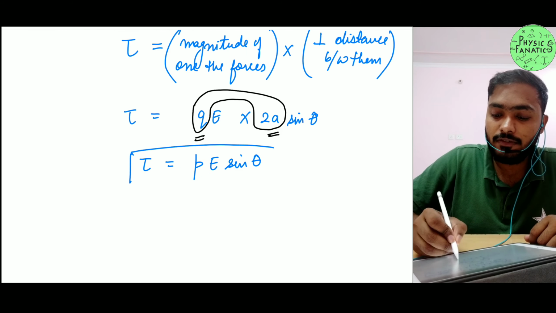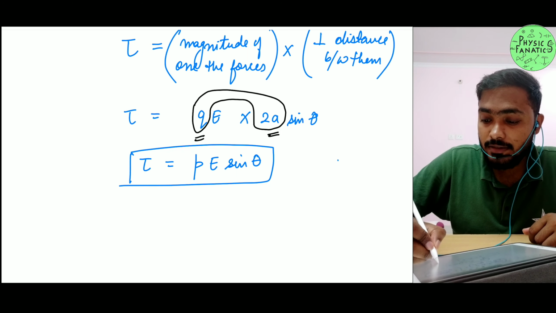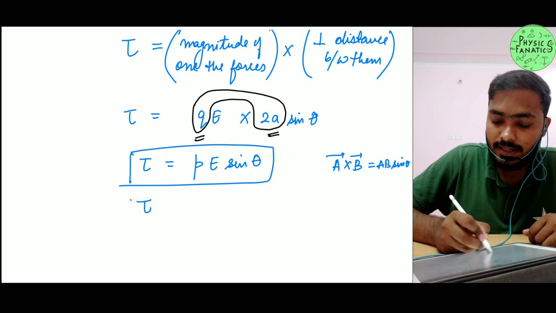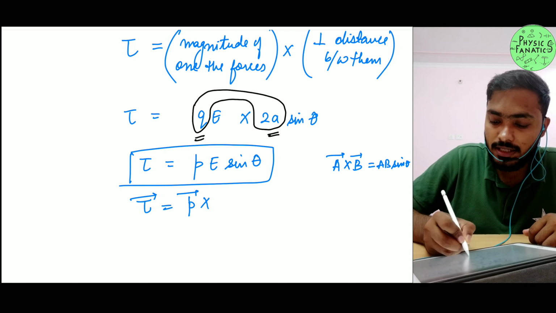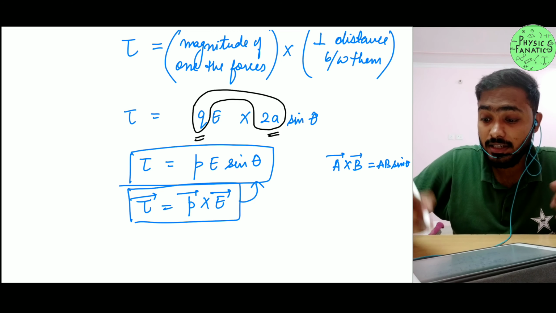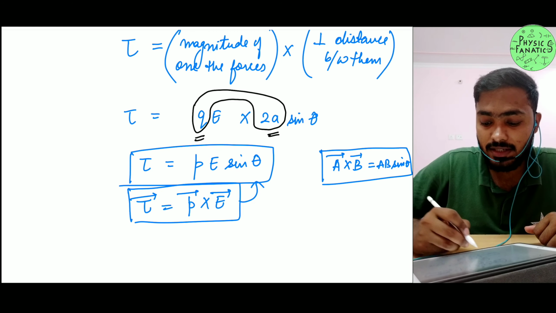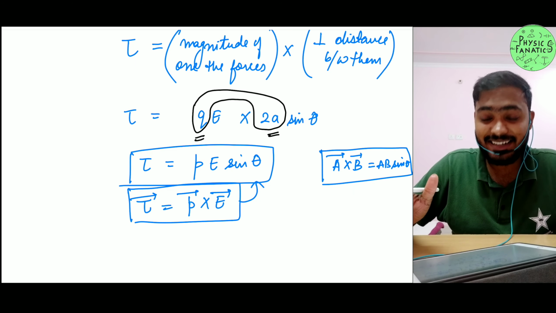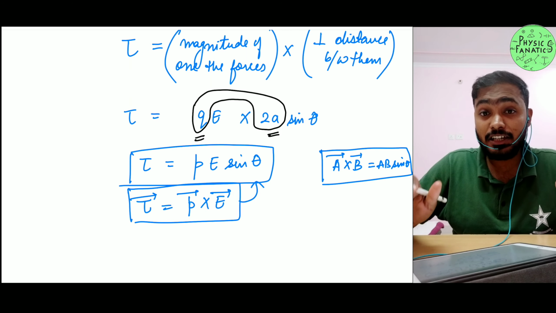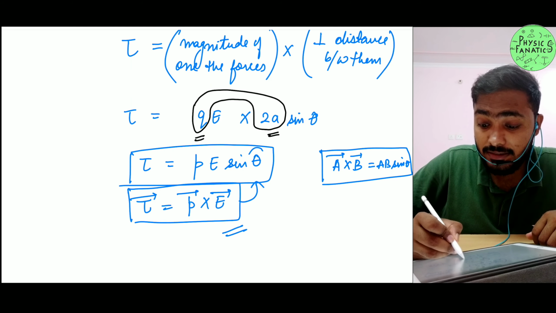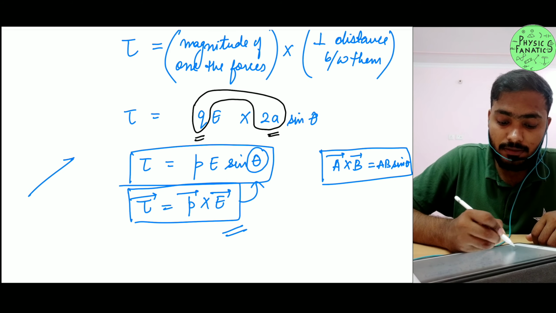And I can write it in vector form. For example, if I write a cross b, then I can write a cross b as ab sine theta. Very nicely I can write this torque as p cross E. Nicely, pE sine theta, the same thing. As I can write a cross b as ab sine theta, very nicely p cross E can be written as pE sine theta. So the net torque will be given as p cross E or pE sine theta. It depends upon theta, the angle between your p vector and E.